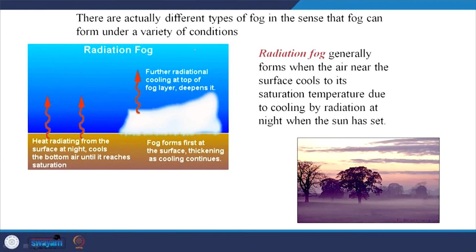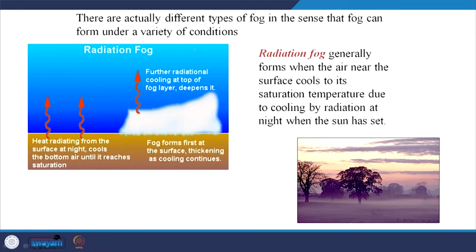So there are actually different types of fog that you must have encountered, in the sense that fog can form under a variety of conditions. Generally, heat radiating from the surface at night cools the bottom air until it reaches saturation, right? Further radiation cooling at the top of the fog layer deepens it.